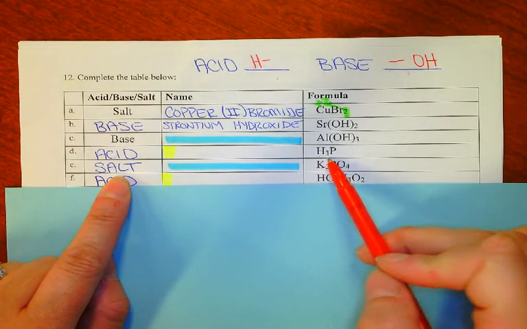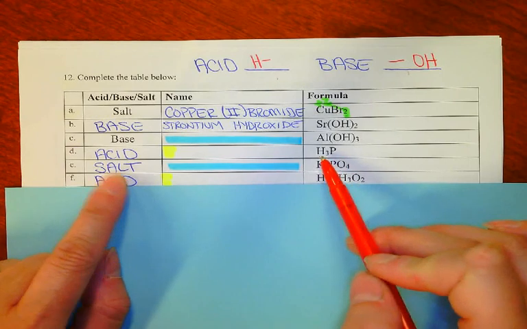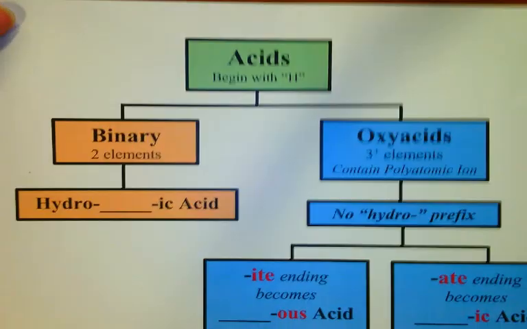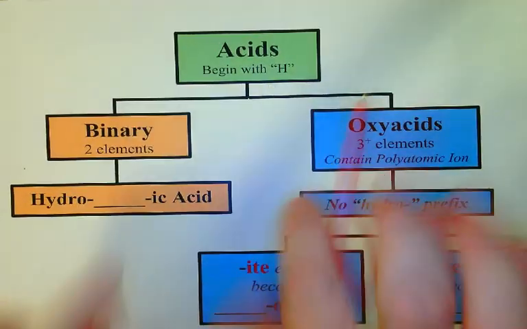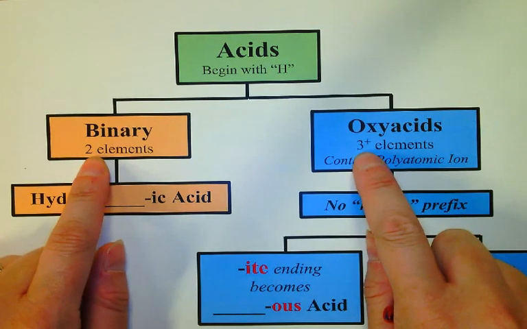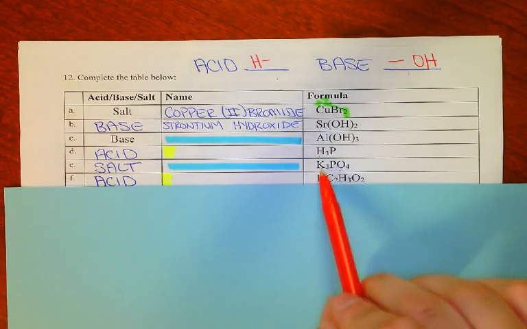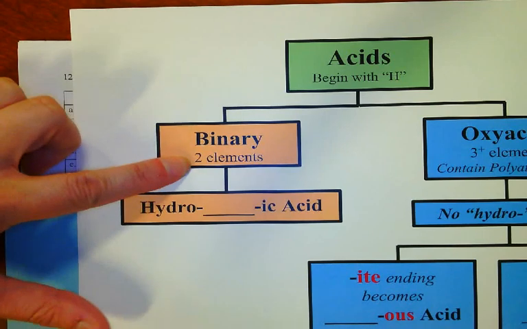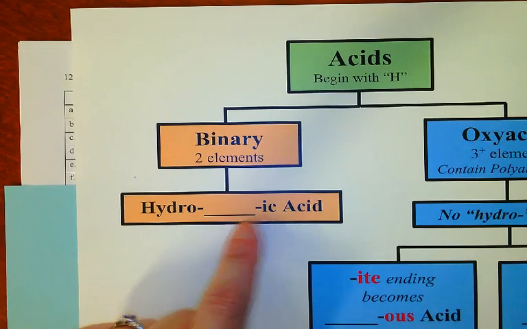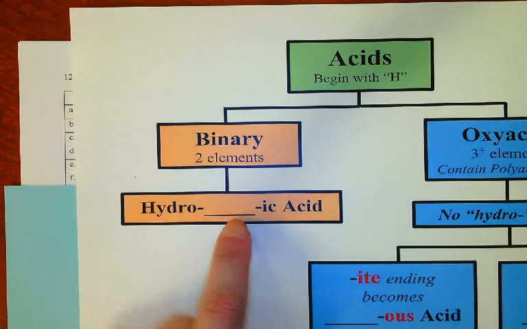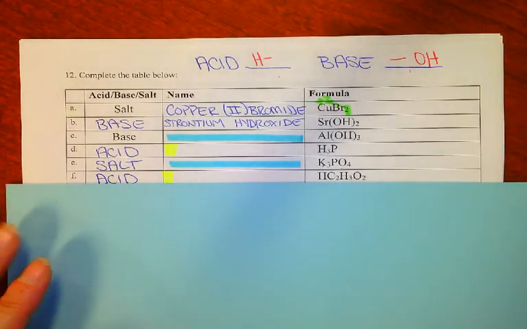Okay, so H3P, I know that's an acid because it starts with an H, so I'm going to think back to my acid naming rules, which are this. Acids begin with H, and then I have to decide, are there 2 elements in it or 3 or more elements? So I know which rules to use. So that's just hydrogen and phosphorus, which means we're going to use these rules. I'm going to say hydro something ic acid. So if it's phosphorus, I'd say hydrophosphic acid.